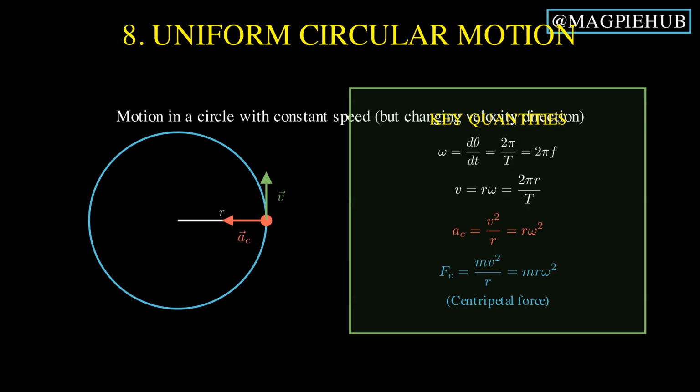Remember, velocity is tangential. Acceleration is centripetal, meaning towards the center. Speed is constant but velocity changes because direction changes continuously.